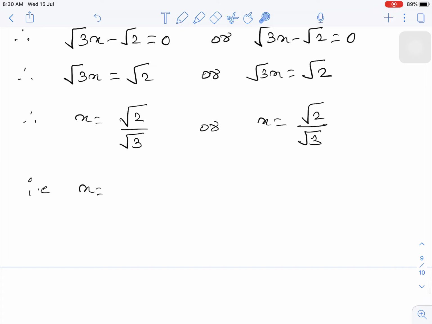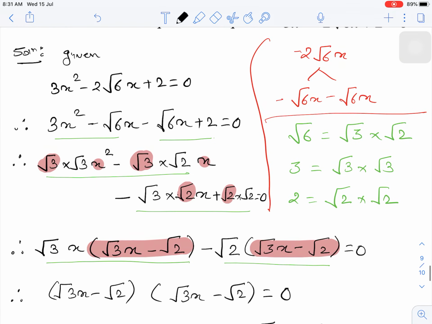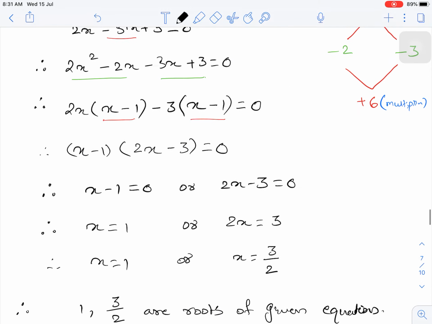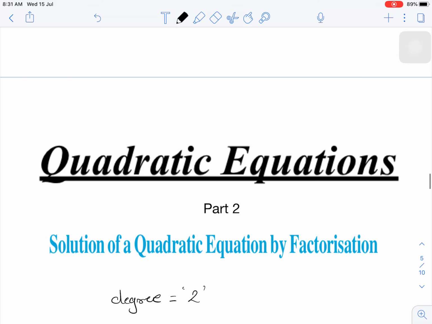That is, x is equal to, now both of them have the same root, so we can write it as under root 2 upon 3, or x equals to under root 2 upon 3. So these are the solutions of the given equation. So in this way we have completed our first method, that is finding the solution of a quadratic equation by the factorization method. Okay, so this much is enough for today.